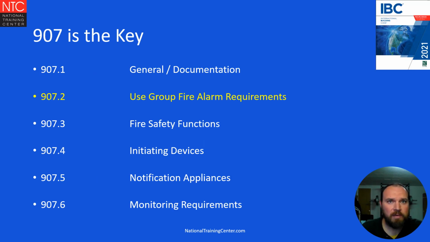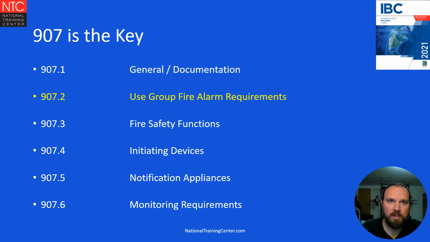Now, use of the IBC for fire alarm is going to come down to 907. You've got sections 1 through 6, with the majority of the time being spent in 907.2, because 907.2 is going to tell us the use group fire alarm requirements. The when do I need a fire alarm system based upon the group, and then what are the conditions that need to be met for a fire alarm? What type am I going to need?